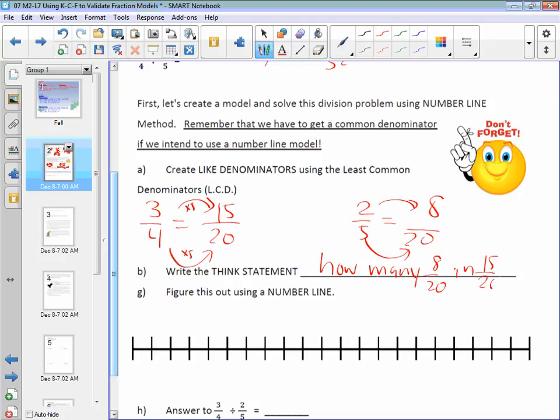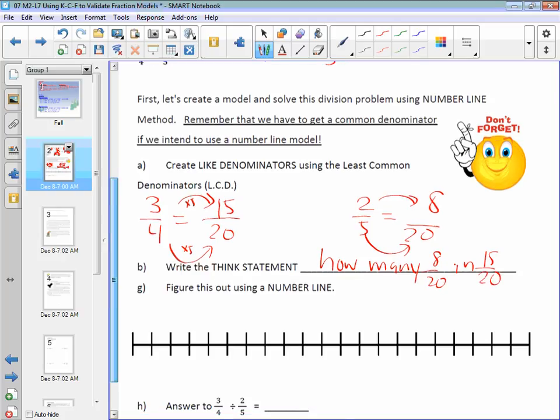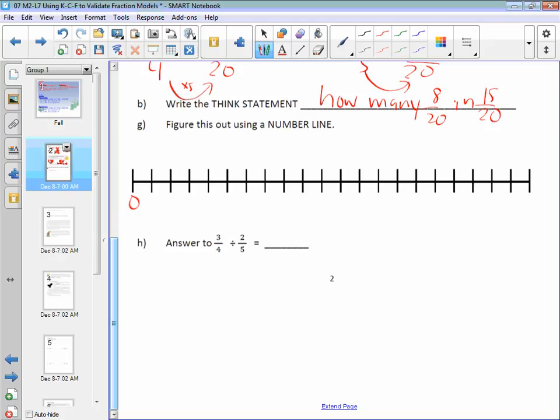Alright, let's create our number line, always starting at 0. Watch what I'm going to do. They're all in 20ths. 2/20ths. I'm just going to write the top half. Every now and then I'll throw a denominator on there because you'll see we're going to need it. Alright, we're good.